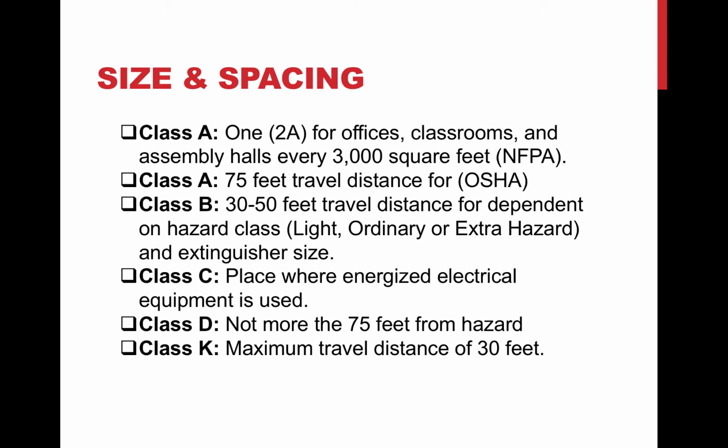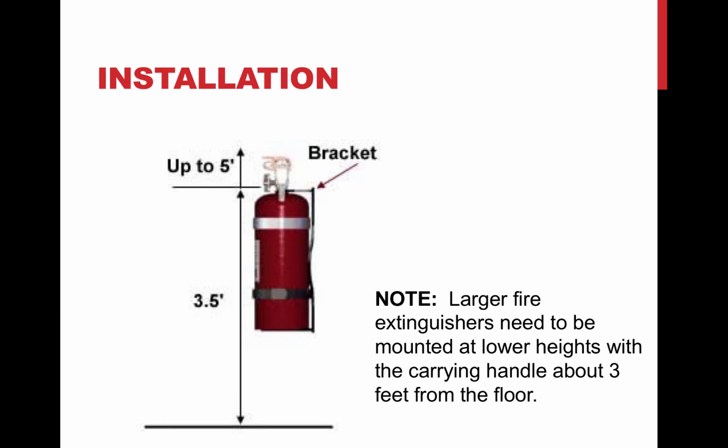Class C, it has to be in place where energized electrical equipment is used. Class D, you can't be more than 75 feet from the hazard. Class K, maximum travel distance of 30 feet. In other words, extinguishers have to be readily available and close by. The extinguishers have to be installed no more than 5 feet up a wall on a bracket and no less than 3.5 feet from the floor.